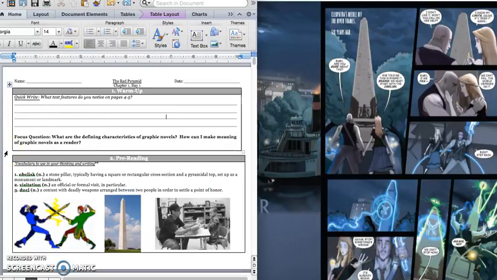It says, what are the defining characteristics of graphic novels? How can I make meaning of graphic novels as a reader? All right, so we're going to be looking at text features. Now we'll review our vocabulary.